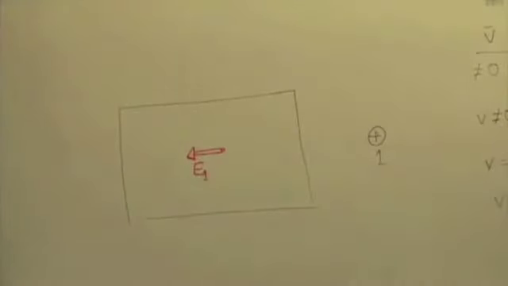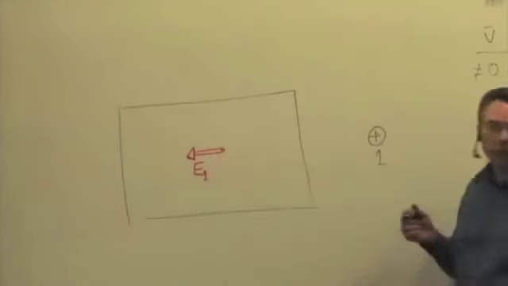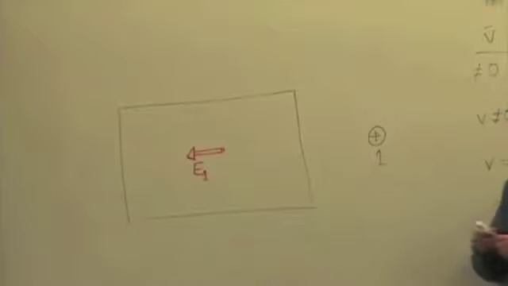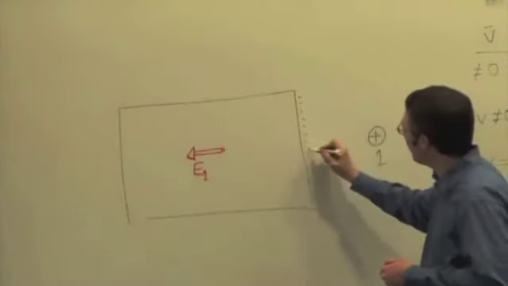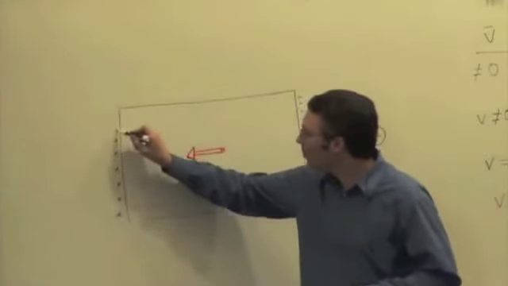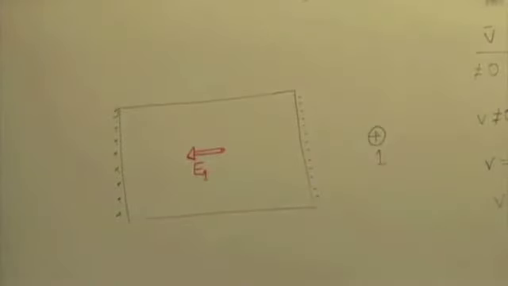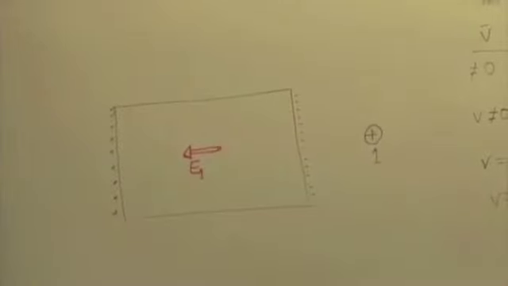What's going to happen to the mobile charges in here? They're going to shift, right? And so the negative charges, the negative electrons in the electron sea, would shift in what direction? That way. So I'm going to end up drawing electrons over here and positive charges over here. But now I have a separation of charge. What do those charges create inside that material? It's a dipole.